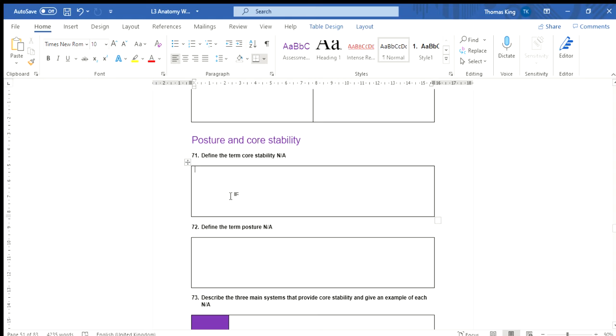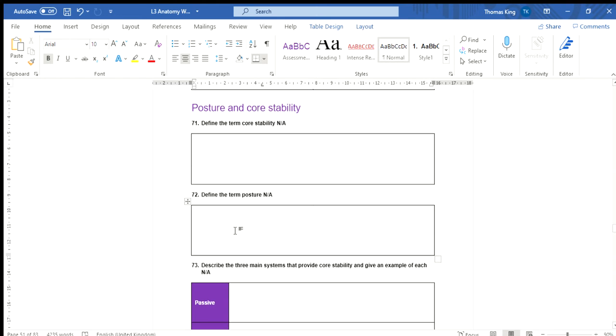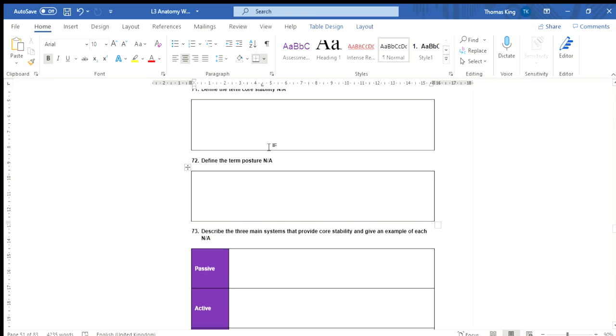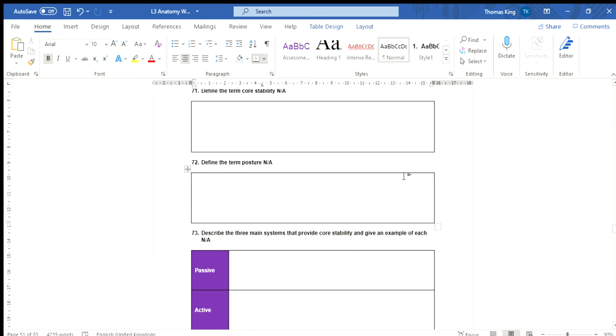So questions 71 and 72, relatively straightforward here, guys. All you need to do is define the term core stability and then define the term posture. So just a nice short, sweet statement in there to give a nice definition of what we mean by the terms core stability and posture.